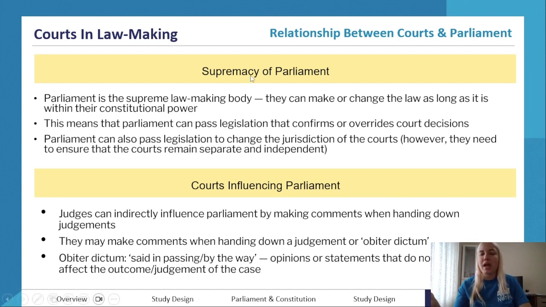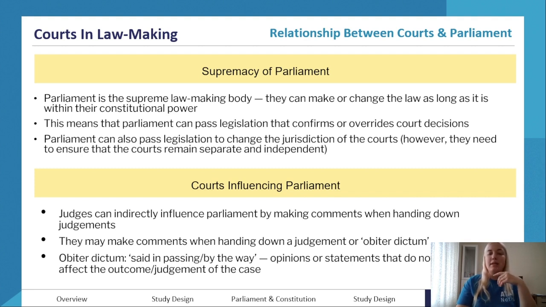So Parliament can make or change the law as long as it is within their constitutional power, and this includes overriding any common laws or court-made laws. So if they disagree with new precedents that courts have developed, they can just override them by changing their acts and therefore making those common law precedents of the courts just invalid. This also means that Parliament can pass legislation that either confirms or overrides court decisions, does not agree with them, and abolishes them. They can even pass legislation to change the jurisdiction of the courts and their scope, so their original and appellate jurisdictions.